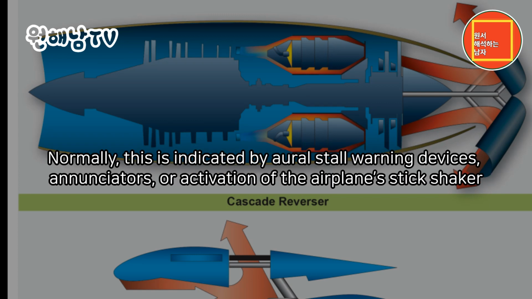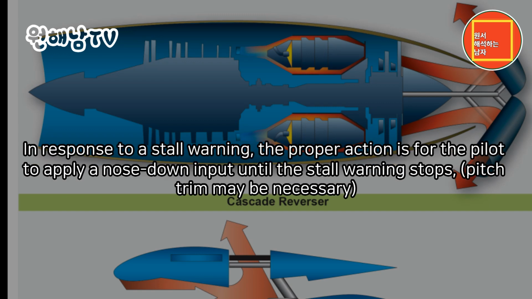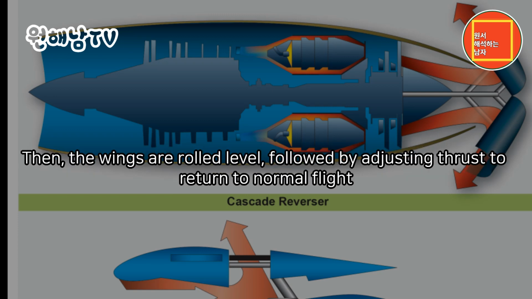Normally, this is indicated by oral stall warning devices, annunciators, or activation of the airplane's stick shaker. Stick shakers normally activate around 107% of the actual stall speed. In response to a stall warning, the proper action is for the pilot to apply a nose-down input until the stall warning stops. Pitch trim may be necessary. Then, the wings are rolled level, followed by adjusting thrust to return to normal flight.